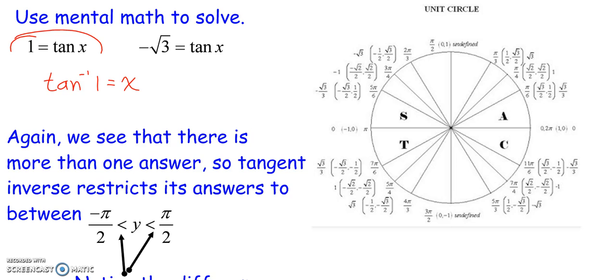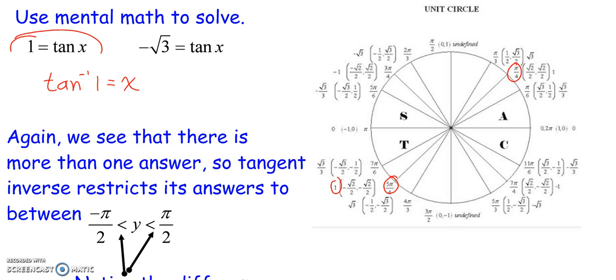I changed this unit circle because it gives us all of the tangent values out here. It's a little hard to see, but it does tell you all of your tangent values. I'm going to erase them, and I'm going to say, clearly, pi over 4 would be an answer. But I think it's also pretty clear that 5 pi over 4 would also be an answer. And again, just like cosine and sine, tangent has an infinite amount of answers. So because of this, we need to restrict the answer range. What do I mean by that?